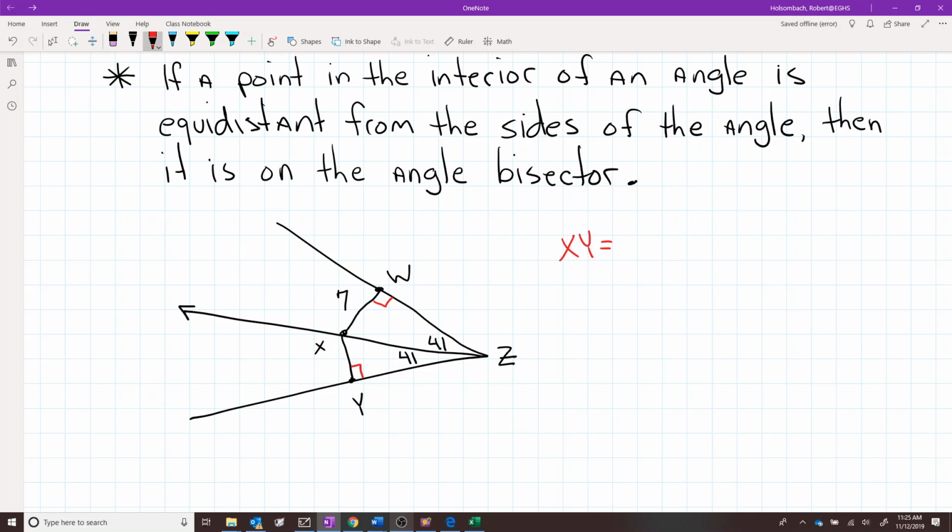Alright, so since this ray ZX splits this angle into two congruent angles, then X is sitting on the angle bisector. And if X is on an angle bisector, then it is equal distance from both sides of the angle. So how far would it be from X to Y? 7 units, good. So there, you're done.